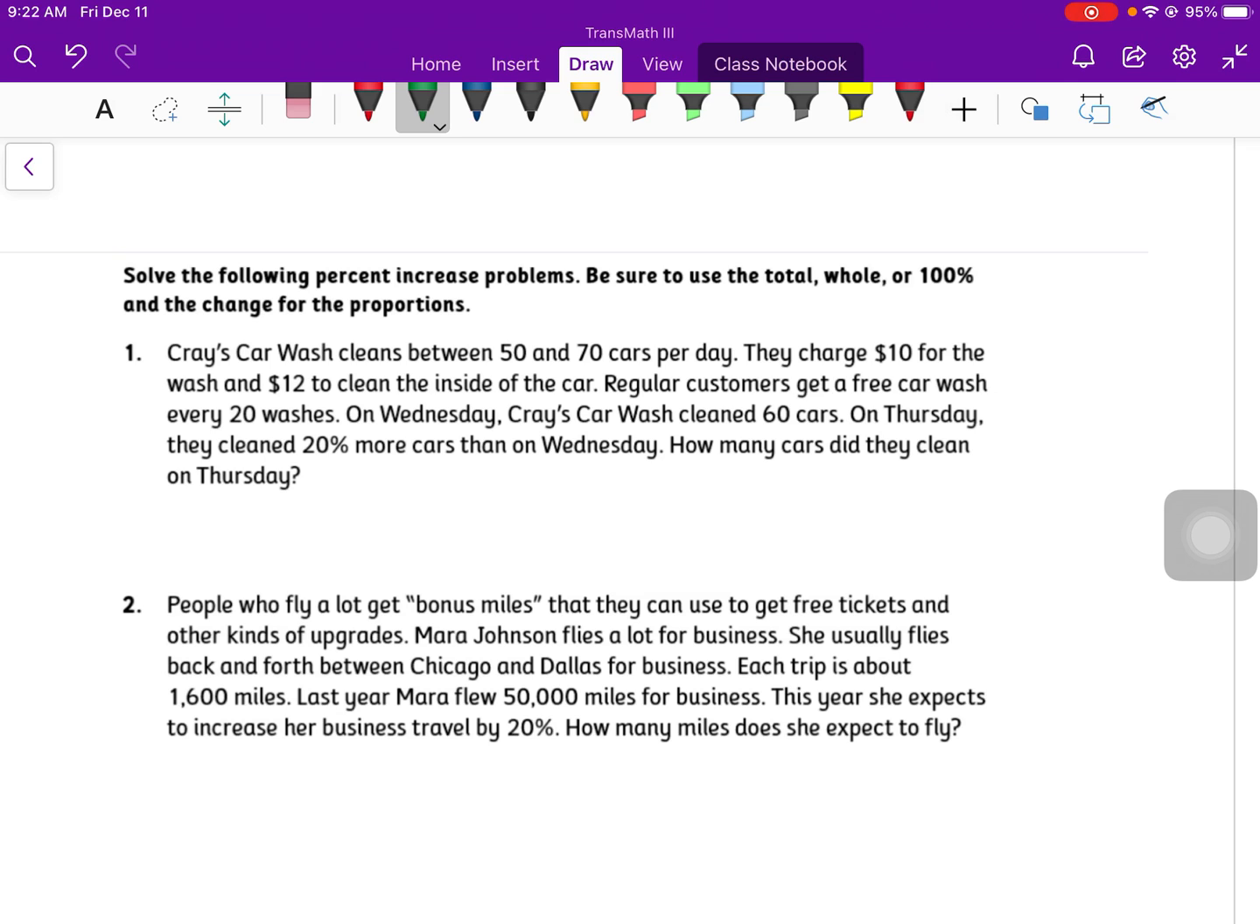So there's a lot of useless information. I don't care about that one. I don't care how much they charge. I don't care how many washes someone gets to earn a free car wash. What I care about is just from here on out. That's realistically the question. So my original amount, what they did on Wednesday, was 60 cars, and we don't know how many more they cleaned, but they had a 20% increase.